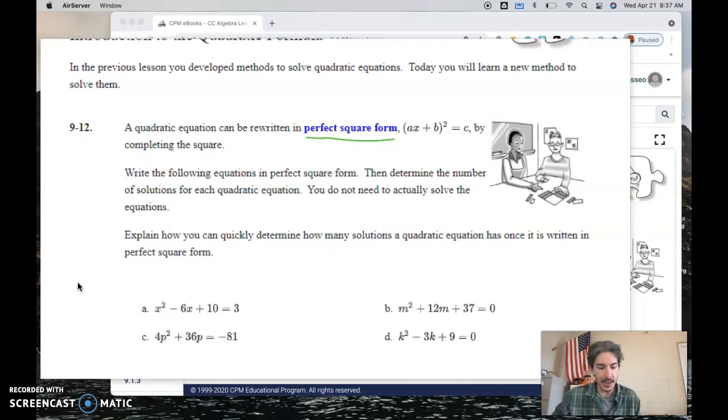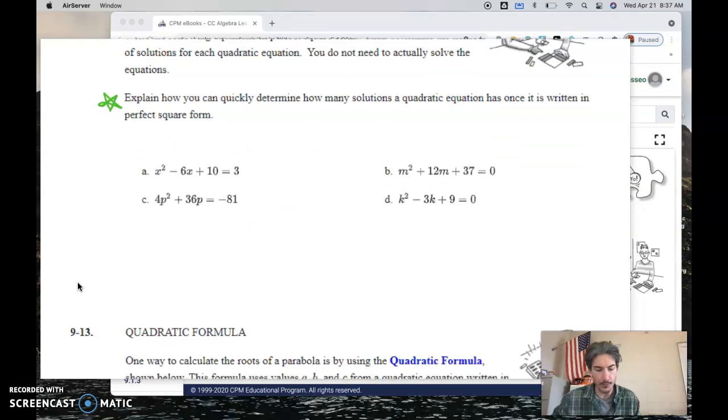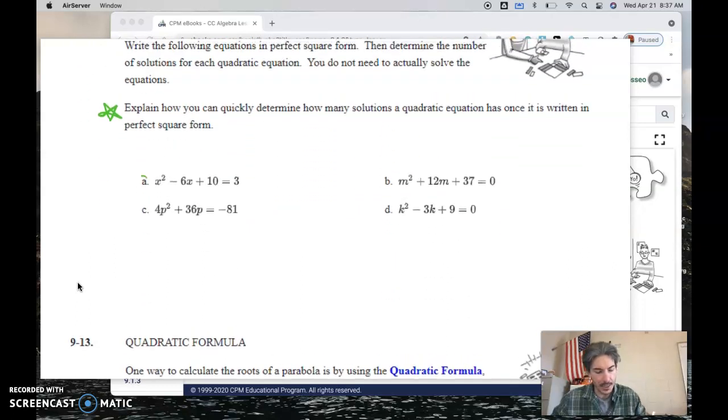Okay, it says a quadratic equation can be written in perfect square form by completing the square. Write the following equations in perfect square form, then determine the number of solutions for each quadratic equation. You don't actually need to solve. I'm going to talk about the solution without exactly solving. And then, of course, we are going to explain how we can quickly determine how many solutions the quadratic equation has once it's written in perfect square form. So here we go. I'm going to just really focus on A here.